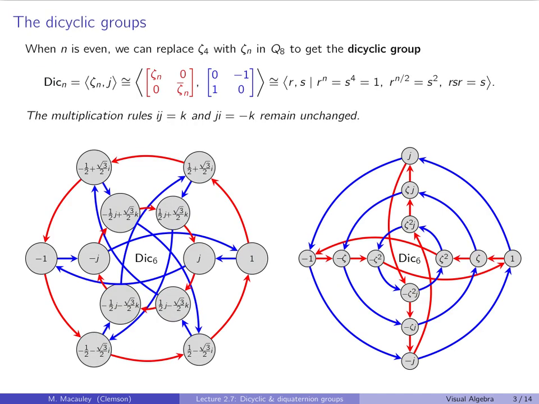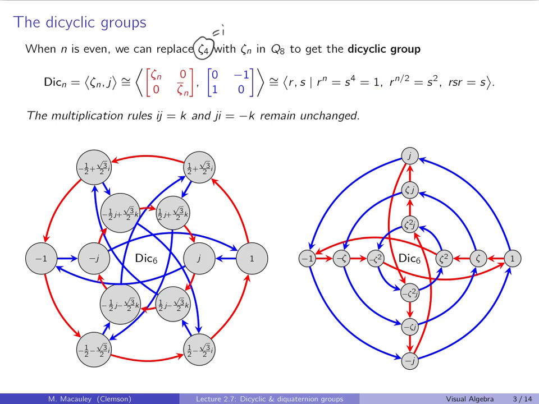Okay. When n is even, I'll discuss the odd case shortly, we can replace i, which is zeta 4, with a larger nth root of unity to get the dicyclic group. So I write this as dic n, and this is generated by zeta n and j, which is more concrete in matrix form. That is by this matrix, Rn, and the matrix for j, which I've called S. And a presentation for this is as follows. It's generated by R and S, where R to the n is the identity.